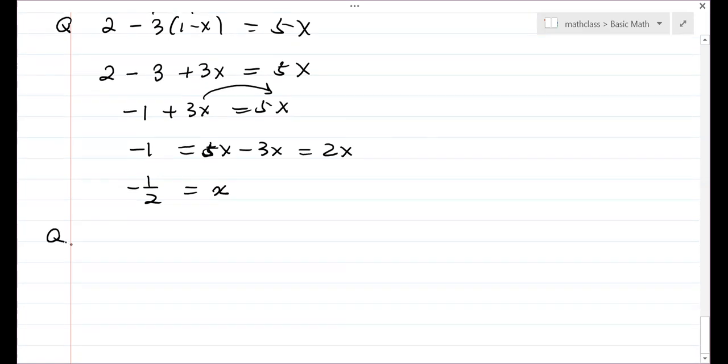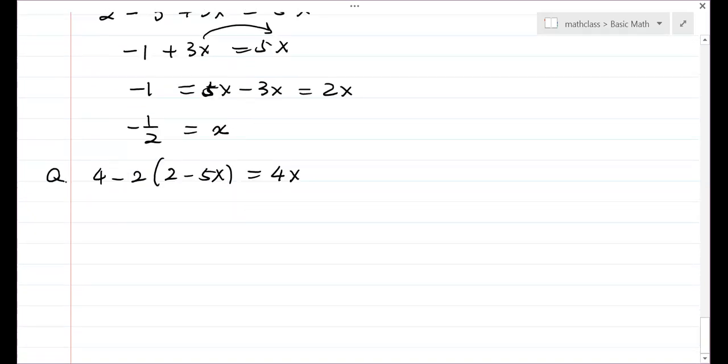Now I'm going to ask you to do a problem. Okay, so 4 minus 2 times (2 minus 5x) equals 4x. Please do this. Step 1, simplify the expression on the left-hand side. Then the rest of it is just like the previous examples.